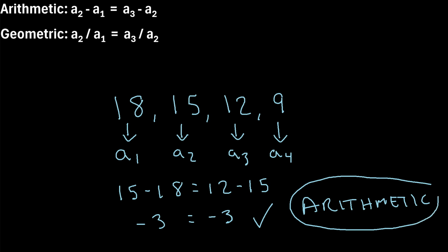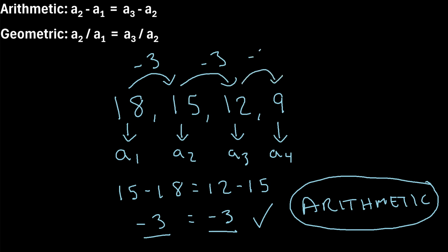Once again, we can double check ourselves and say, well, this value that we just found, -3, can we add that to any term in the sequence to get the next term? If we do 18 minus 3, do we get 15? Yes. If we do 15 minus 3, we get 12. And if we do 12 minus 3, we get 9. So that's just a way to double check ourselves and verify that this is indeed an arithmetic sequence.